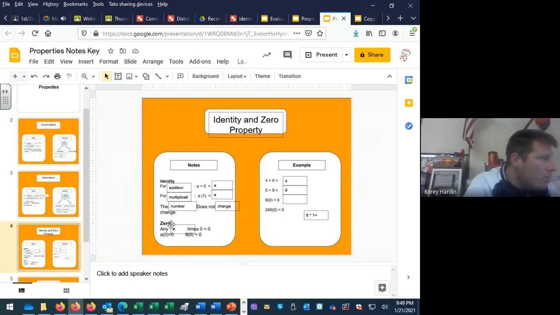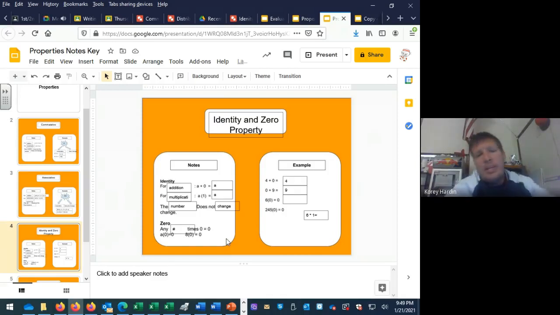All right? Now, zero property is a little bit different because it's any number times 0 equals 0. Look what's different with this. Identity property of multiplication, I'm timesing by 1. Anything times 1 equals itself. With a zero property, any number times 0 equals 0. Okay, so identity 1, 0, 0. All right, let's do some examples.